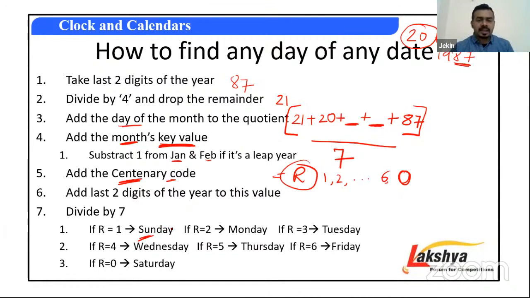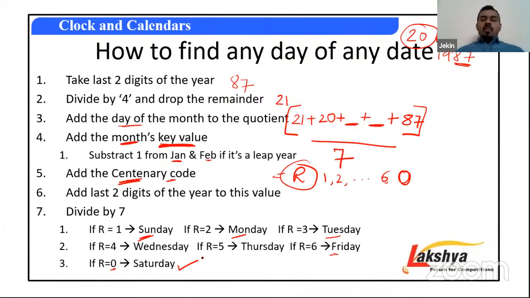and always going to be a Sunday. If your remainder is 2, the day will be a Monday, 3 would be a Tuesday, and so on and so forth until Friday when you get remainder 6. Since you're dividing by 7, the remainder cannot be 7, so the least remainder is going to be 0. If your remainder is 0, the day is going to be a Saturday. That's it. By following this method, you can find out the day of any given date.